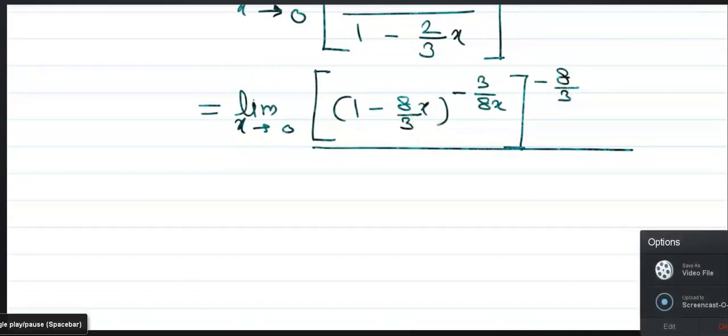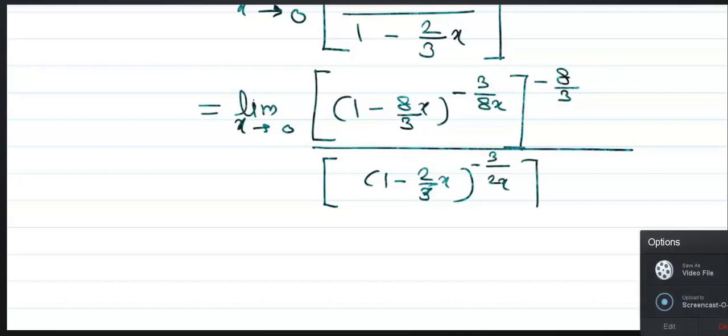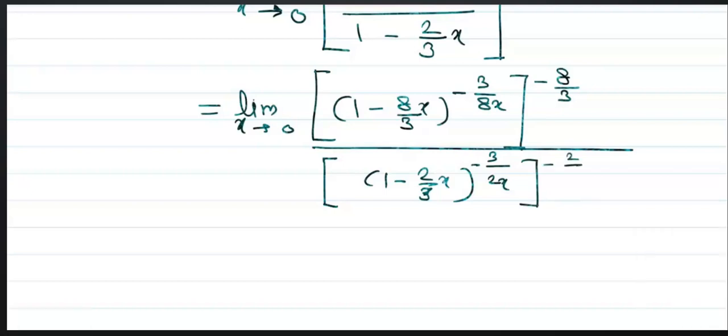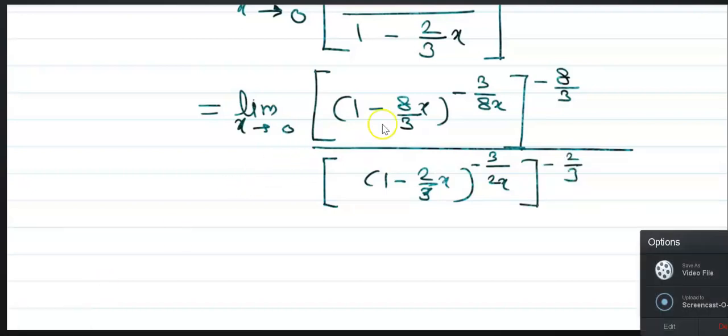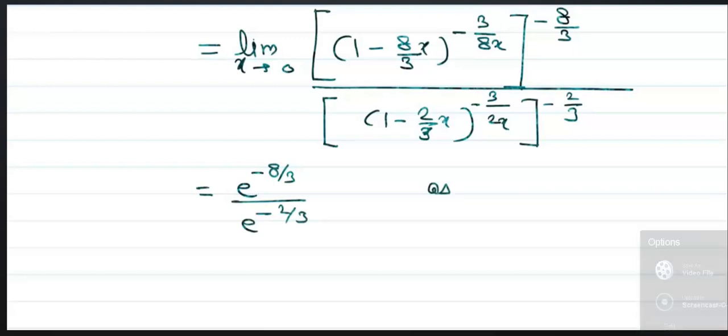आता डिनोमिनेटरला पण तसंच करावं लागणार आपल्याला. 1 minus 2 upon 3x bracket raised to minus 3 upon 2x. मग इथे देखील आपण कोणते ऍडजस्टमेंट करणार आहोत तर minus 2 upon 3 ऍडजस्ट करणार आहोत. Now the value of this limit is e raised to minus 8 upon 3, and here is e raised to minus 2 upon 3. Minus 8 upon 3 e raised to minus 2 upon 3. And now we will solve this.